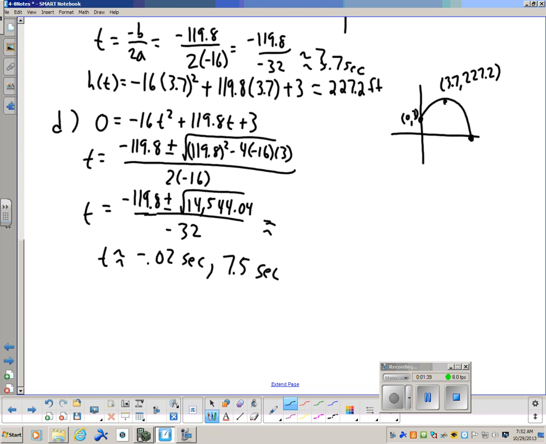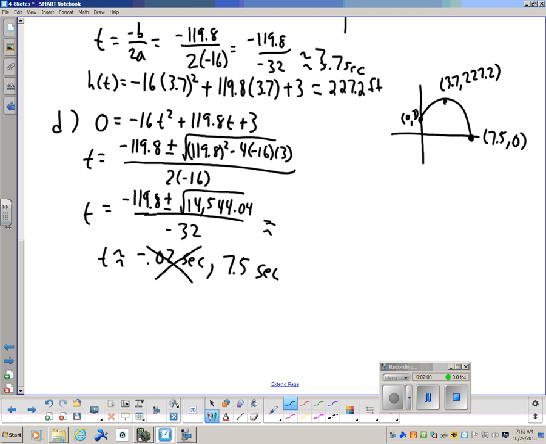Now, it doesn't make sense that you can go backwards in time. So we started off here at 0.3, and we always want positive time. The ball's not going to go backwards. So we're going to cross out the negative time there. So t equals 7.5 seconds here. So the ordered pair over here is (7.5, 0).